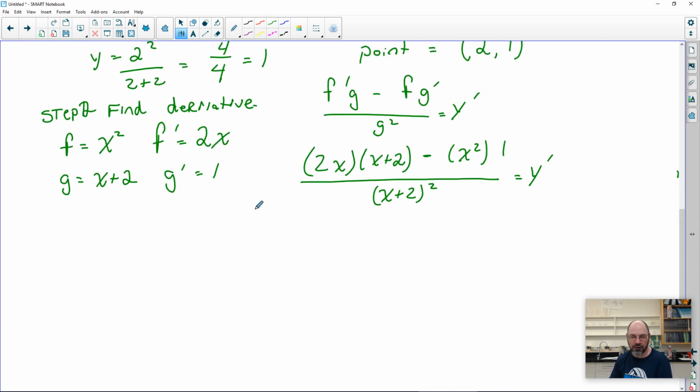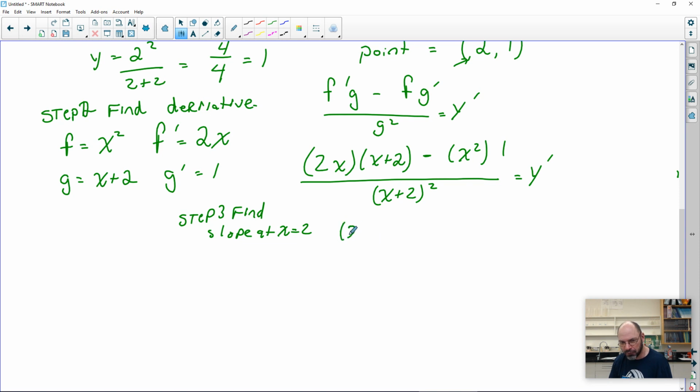Okay, now what we're going to do is take this derivative and plug in x equals 2, because that's the point of tangency. We don't know what the y is. Oh, we know what the y is, but we don't have a y. We have a y prime. But we do have an x in there, so we can plug in an x value. So in step 3, find the slope at x equal 2. We don't really have to even multiply this out. We can just plug in 2 wherever there's an x.